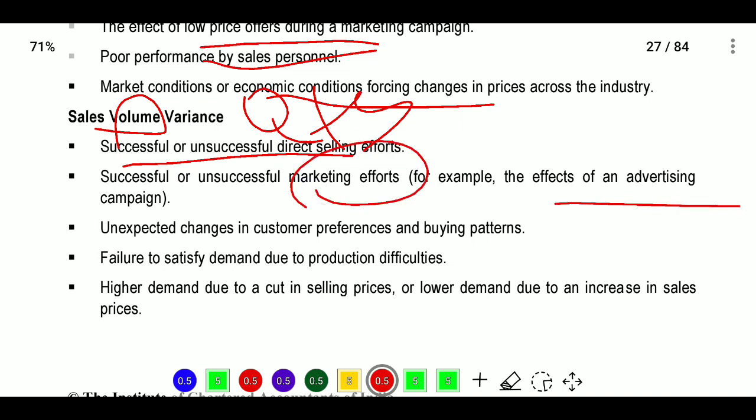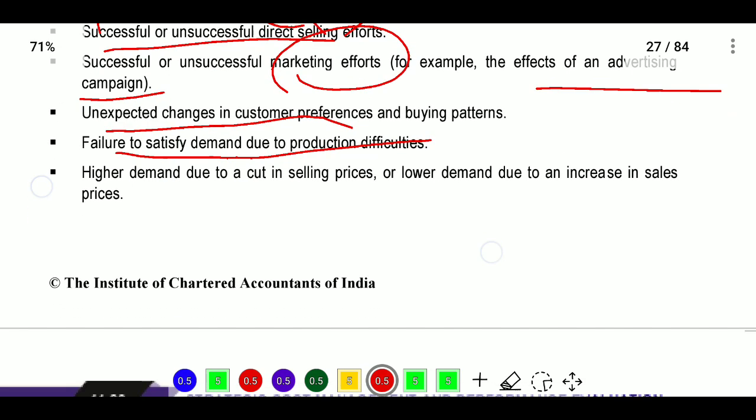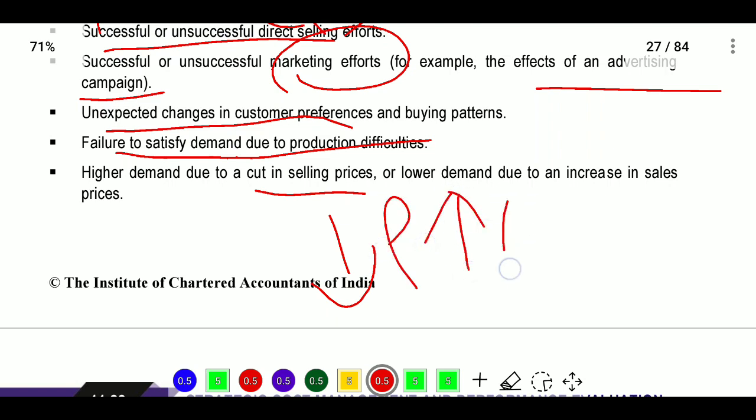So, the effect of advertising campaigns. You do not have an effective campaign. You are not going for marketing and advertising, then your quantity will not be sold. Unexpected changes in customer preferences and buying patterns. Next, failure to satisfy demand due to production difficulties. Next, higher demand due to cut in selling price. If your selling price is less, demand will be high, and lower demand when there is an increase in sales price.